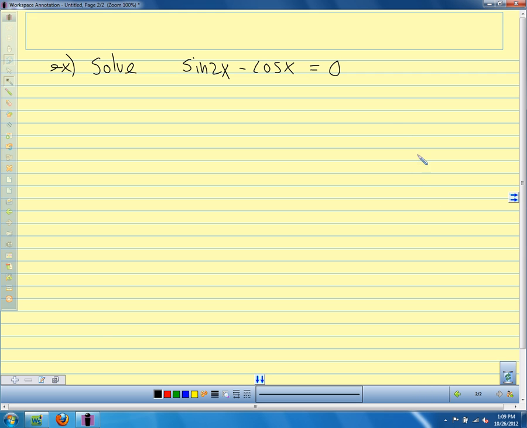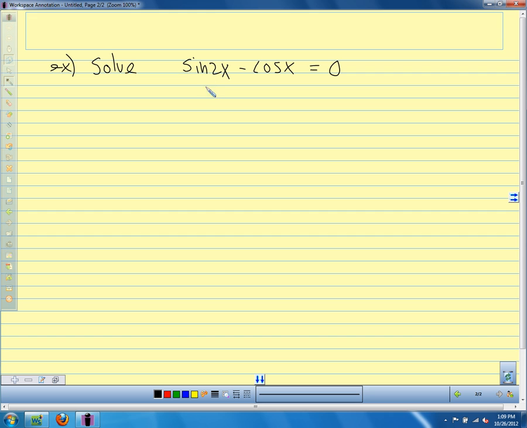Well, the first thing that we notice is that here in the sine function I have a 2x, and in the cosine function I have an x. So that gives us a problem. We want the same thing in our sine and our cosine functions.